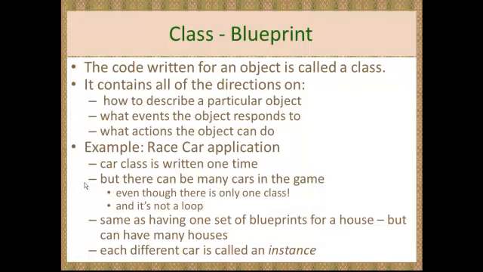So for an example, a race car application, you will write one car class, but you can have many cars in this race car application. So you use that blueprint to duplicate, just like you would for a house, for example. You can use the same blueprint to build many houses. You can write one class and create many cars. Now it's not a loop. Okay? So it's not like you're re-looping through it. So the class is your blueprint. Each different car that you create is an instance. That's the object. The class is the blueprint. The actual object is an instance of the class.